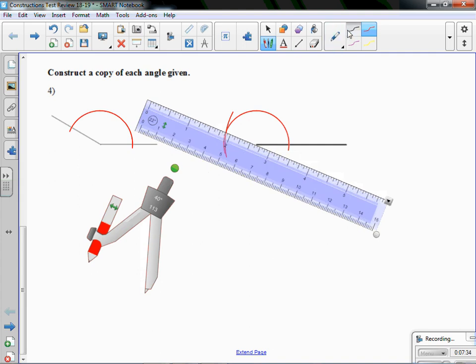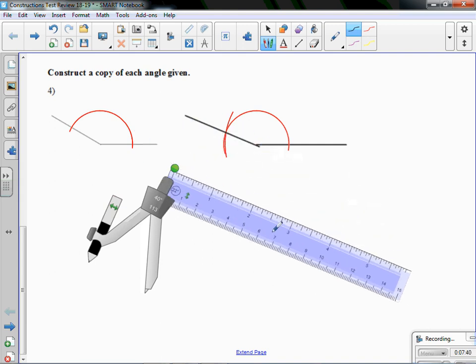Line that up and draw in our other side of the angle. So this angle should be matching up to that angle.